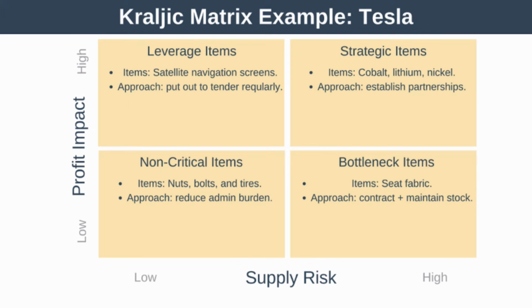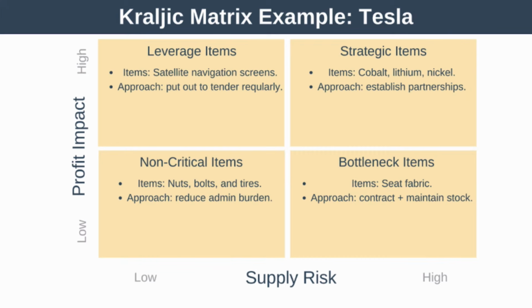Secondly, Tesla also purchases satellite navigation screens. Now, there are many manufacturers who can supply these screens, but they are essential to Tesla because they are one of the key ways Tesla differentiates itself from other EV manufacturers. So we're going to categorize these items as leverage items. Now, in terms of an approach for these items, Tesla should ask suppliers to tender for their business to try and get the best price.